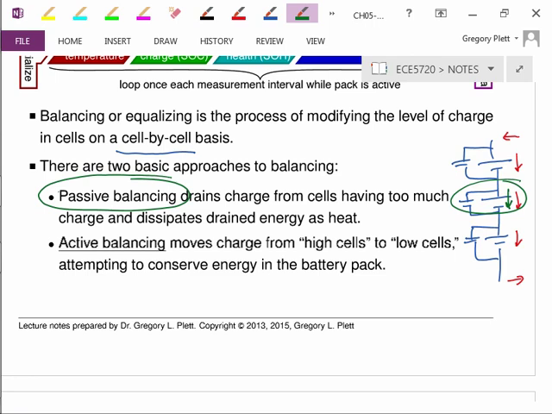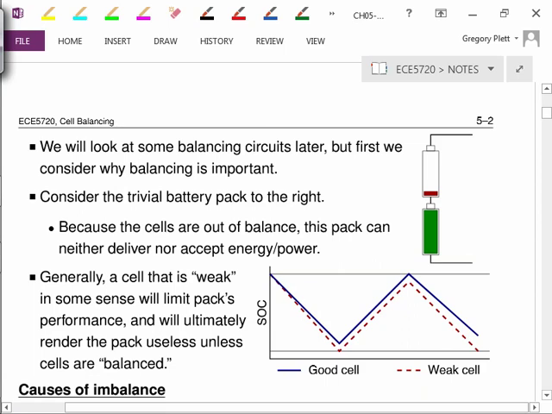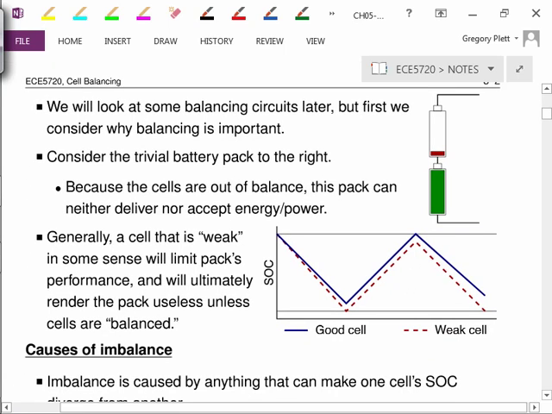Active balancing, on the other hand, is trying to take advantage of the energy that we already have and to move charge from cells that have too much into cells that have too little charge, so that we attempt to conserve energy in the battery pack and not simply remove it as heat, as does the passive balancing method. We're going to look at some balancing circuits and some balancing strategies and some balancing thoughts, but we start out by considering why balancing is important.